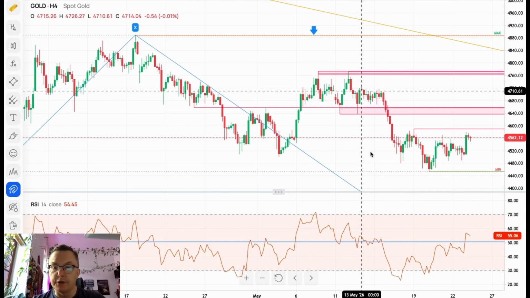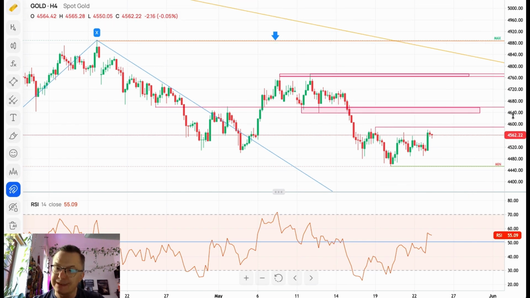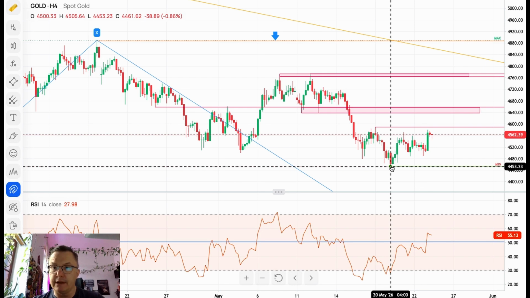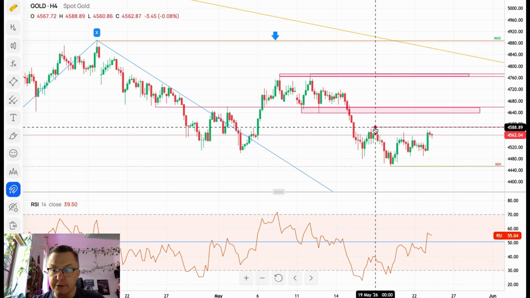Gold. The gold market broke? No. The gold market is trending? No. What is the gold market doing? Bouncing from the last week low at 4,453, quite high, and trading towards the level of 4,588.